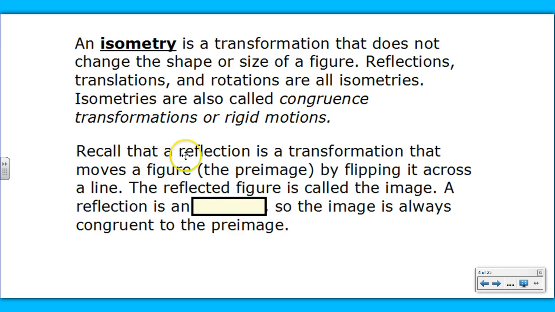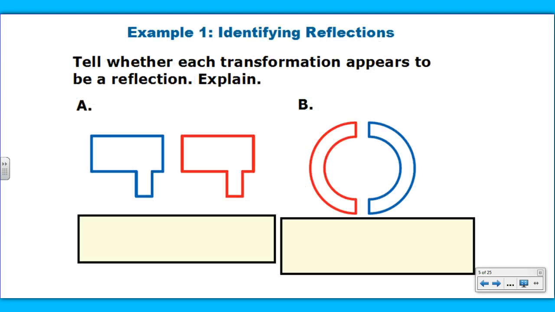Recall that a reflection is a transformation that moves a figure, the pre-image, by flipping it across a line. The reflected figure is called the image. A reflection is an isometry. So the image is always congruent to the pre-image. Tell whether each transformation below appears to be a reflection and explain.